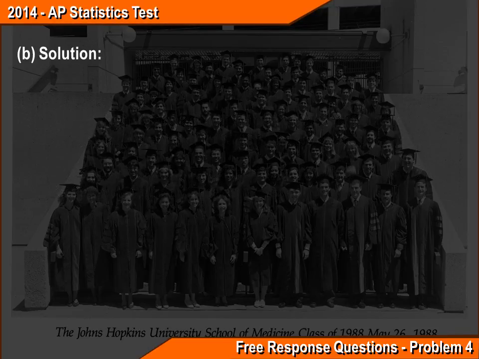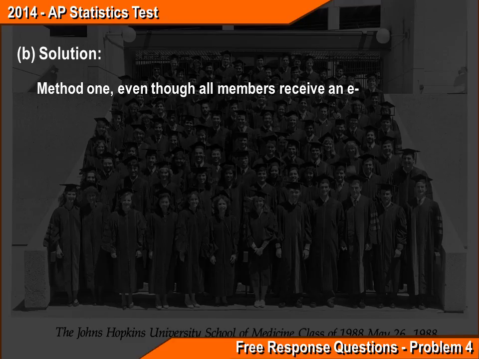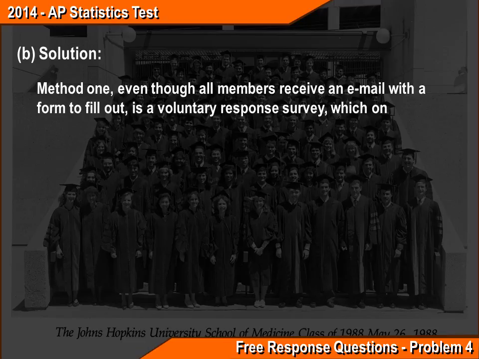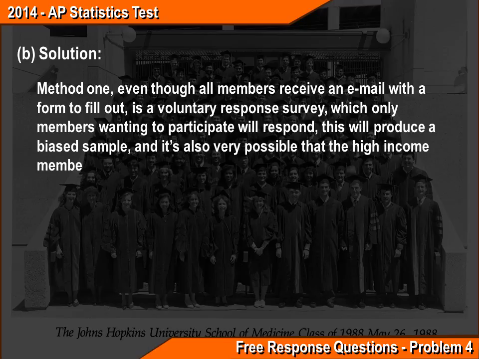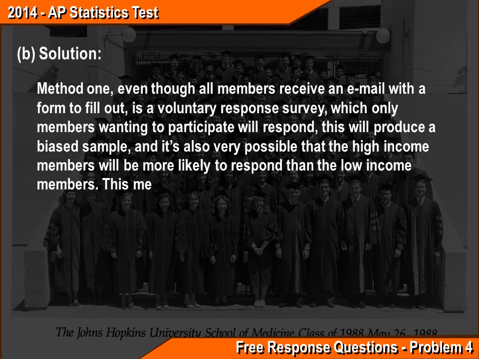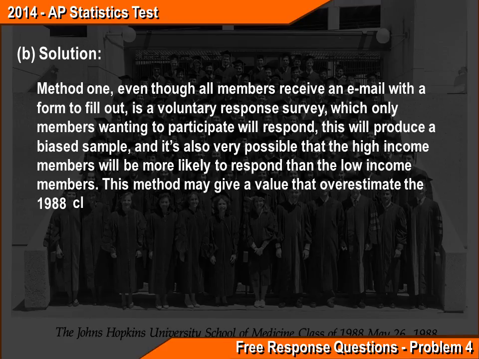There are important differences between these two methods. Method 1, even though all members receive an email with a form to fill out, is a voluntary response survey, in which only members wanting to participate will respond. This will produce a biased sample, and it's also very possible that the high-income members will be more likely to respond than the low-income members. This method may give a value that overestimates the 1988 class real mean annual income.